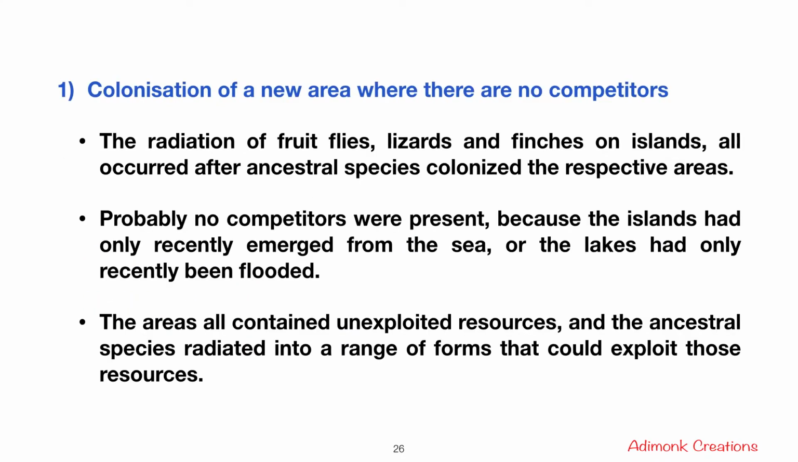So what do we mean by colonization of new areas? Adaptive radiation of fruit flies, lizards and finches on islands all occurred after ancestral species colonized the respective areas. Probably there were no competitors present because the islands had only recently emerged from the sea or the lakes had only recently been flooded. So the areas all contained unexploited resources and the ancestral species radiated into a range of forms that could exploit those resources.